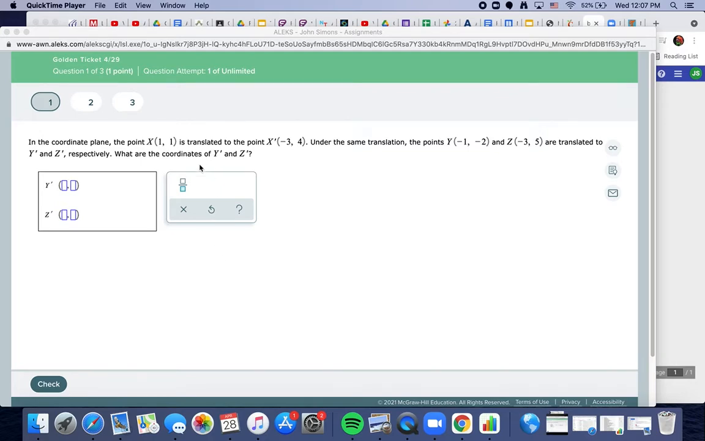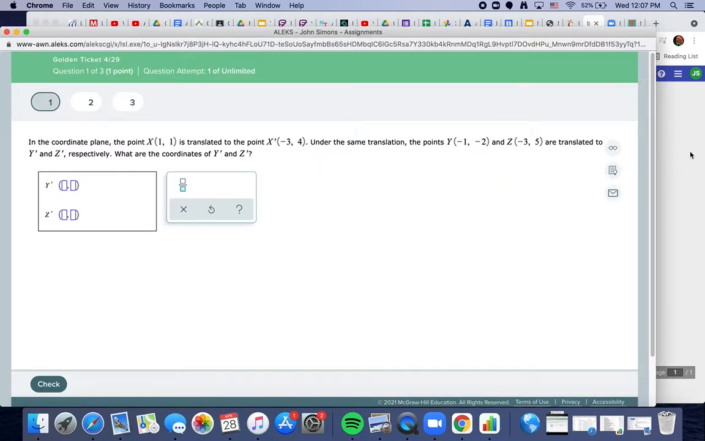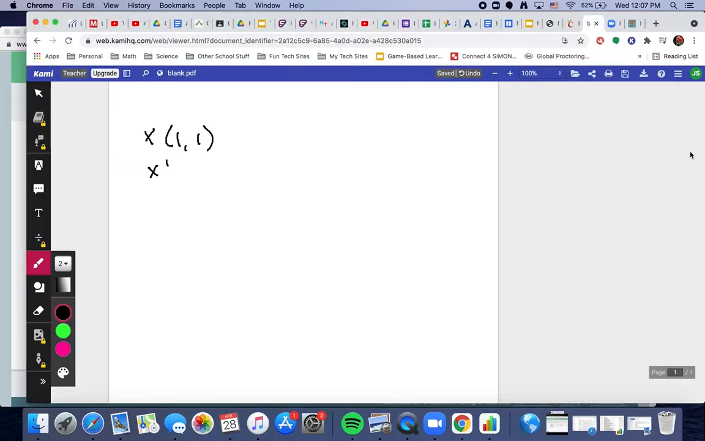So in order to do this problem, first thing we have to do is figure out what is actually being done to x. All right, so x is 1, 1, so let's go over here. So I know that x is the point 1, 1, and then the point x prime is, let's look really quick, -3, 4. All right. So what I want you to do is think about this either from an integer perspective, or from if you're looking at this on a grid, how that would look.